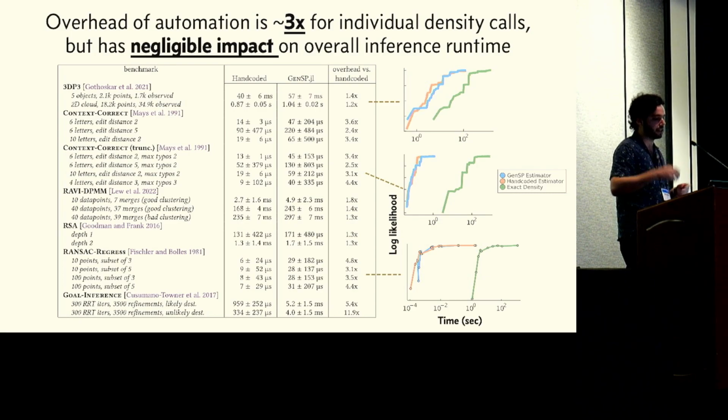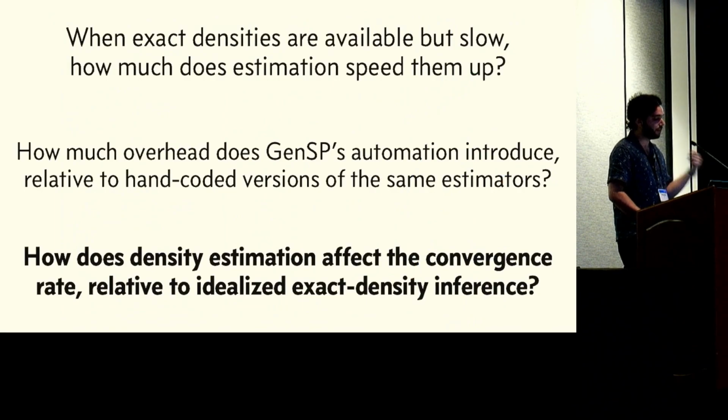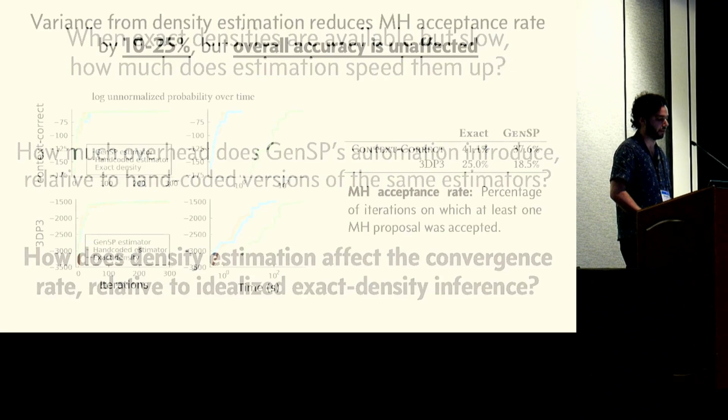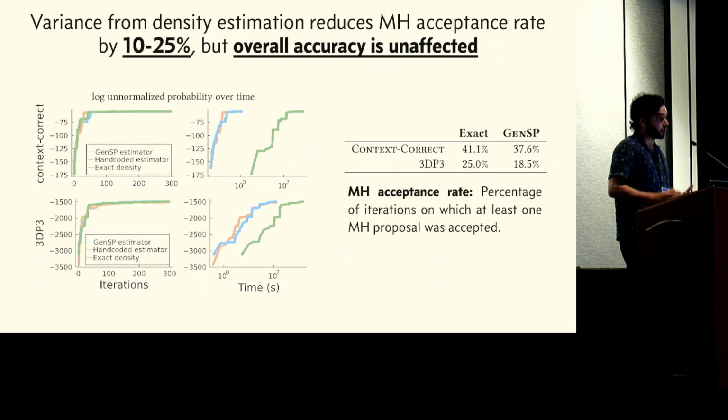And that's because these estimators are fast enough that the bookkeeping performed by MCMC or SMC accounts for most of the runtime of the algorithm, to the extent that doubling or even tripling the cost of each density query has a negligible effect on the overall runtime. Finally, how does estimating the density affect the convergence of inference relative to an idealized exact density version of the algorithm? And we found that convergence was basically unaffected.